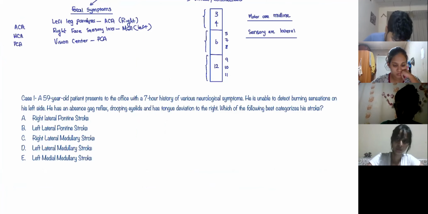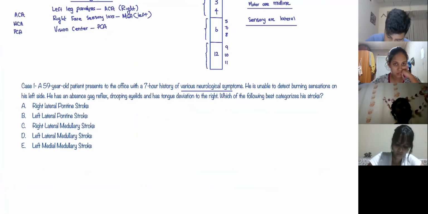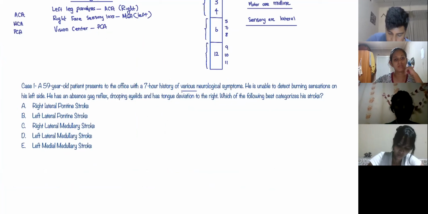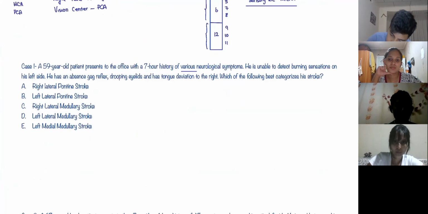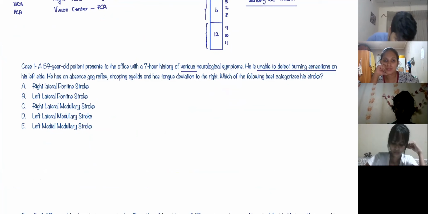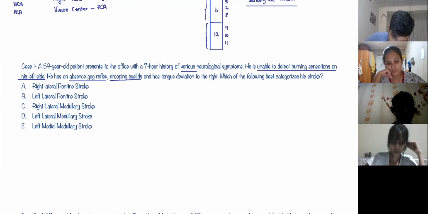So the first case, a 59-year-old with 7 hours of various neurological symptoms. The moment you see that, you should understand it's a brainstem. This also says he can't detect pain on his entire left side, so the spinothalamic tract is affected. Absent gag reflex, drooping eyelids, tongue deviation to the right.